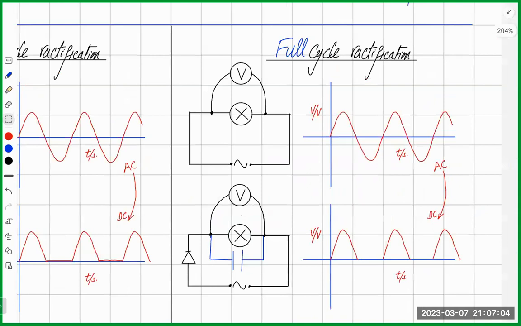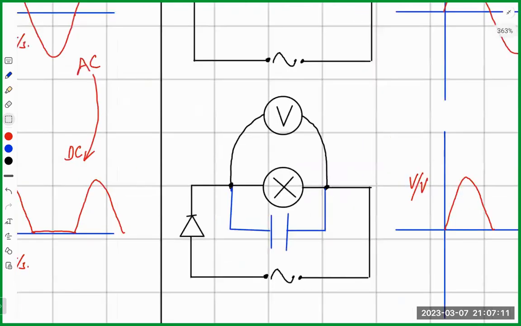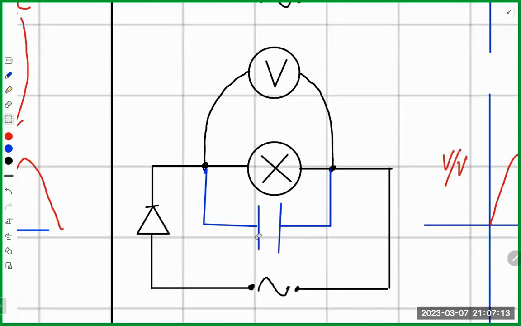Okay. In order to do full cycle rectification, I'm taking the same diagram, but in this case, what we do is we connect a capacitor parallel to the output resistance. In this case, the lamp. So this is a capacitor. When the diode is forward biased, it will be allowing the current to flow, allowing the capacitor to get charged as well.